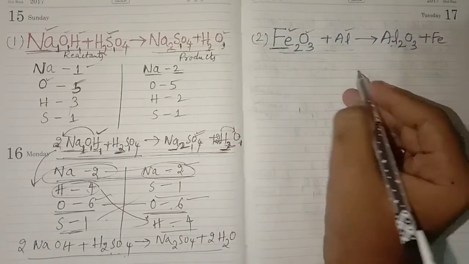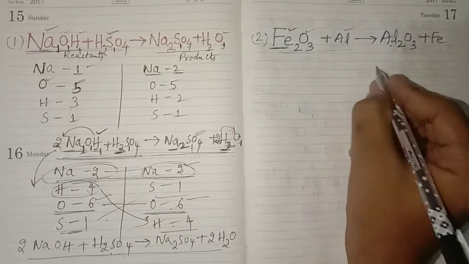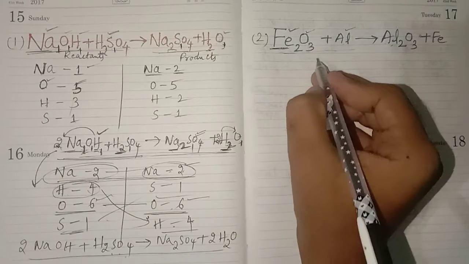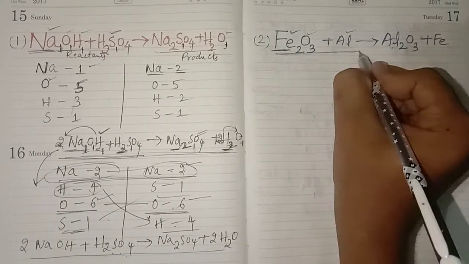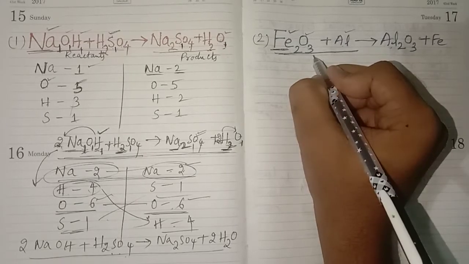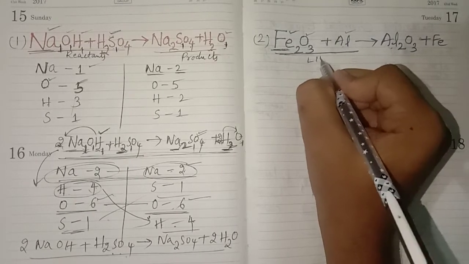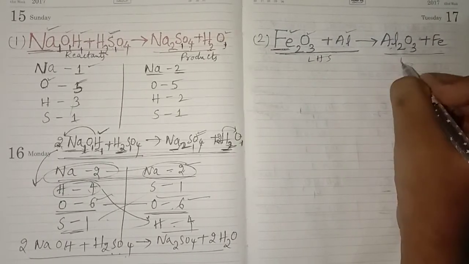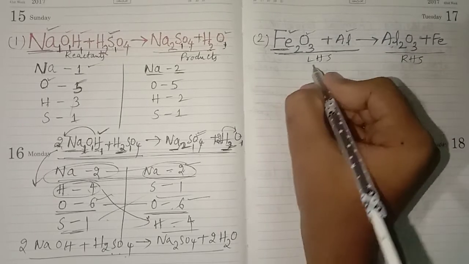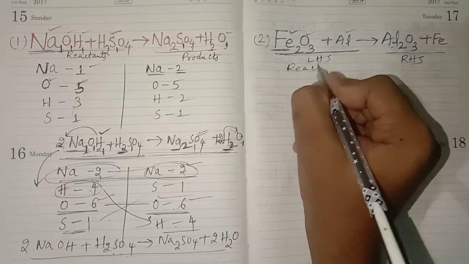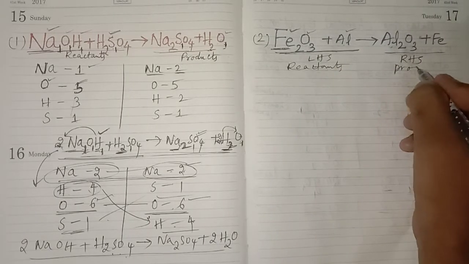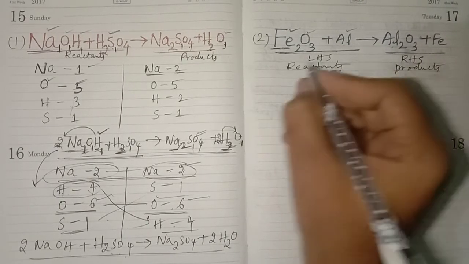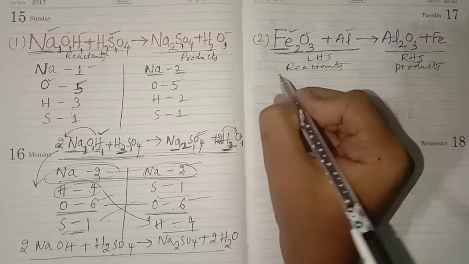Now let us balance this second chemical equation by taking the number of atoms at the reactant side. We know very well this is the left hand side, and this is the right hand side. The left hand side is nothing but the reactants, and the RHS side is nothing but the products. So let us consider the number of atoms at the reactant side.